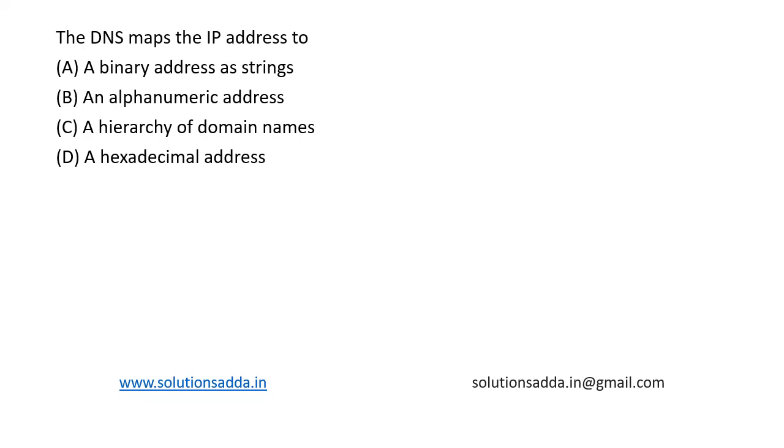This is a question from computer networks. The DNS maps the IP address to: a binary address of string, an alphanumeric address, a hierarchy of domain names, a hexadecimal address. So DNS stands for domain name system. It maps the domain name into an Internet Protocol address. Hence, DNS maps the IP address to a hierarchy of domain names. So based on the options, option C is the right answer here.